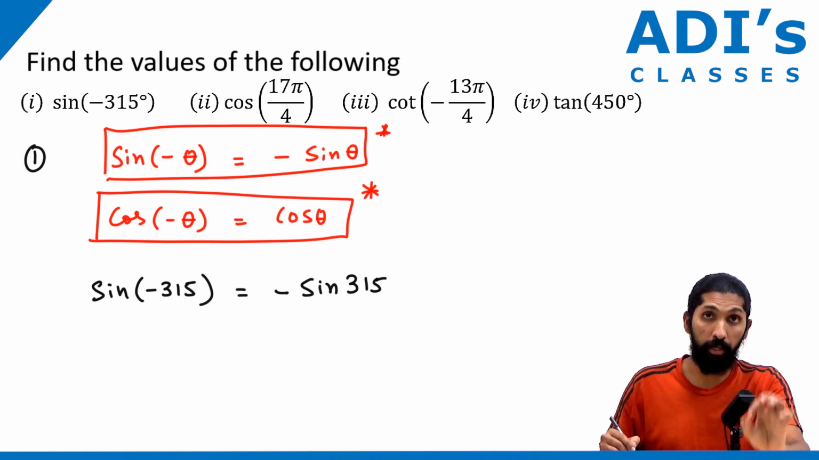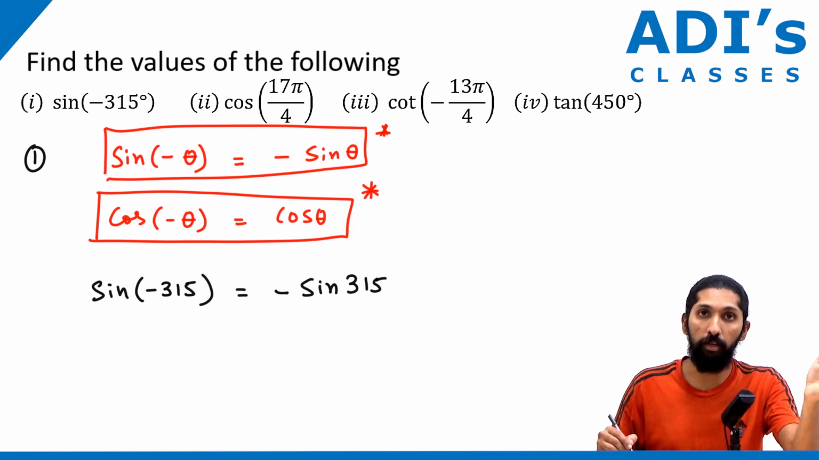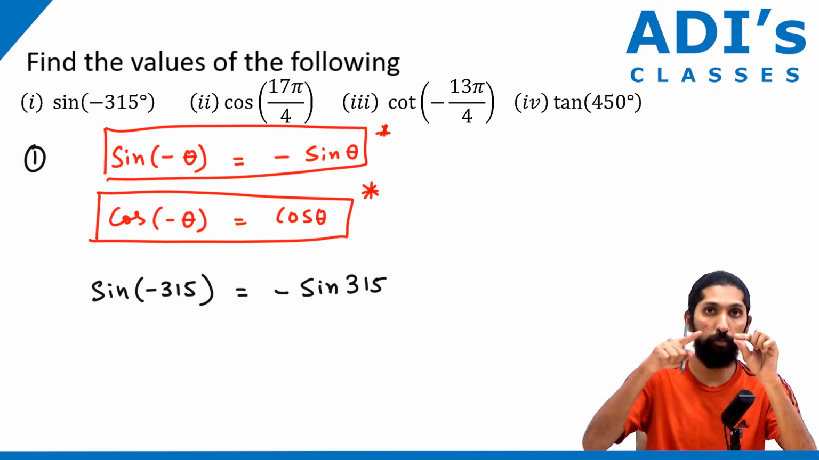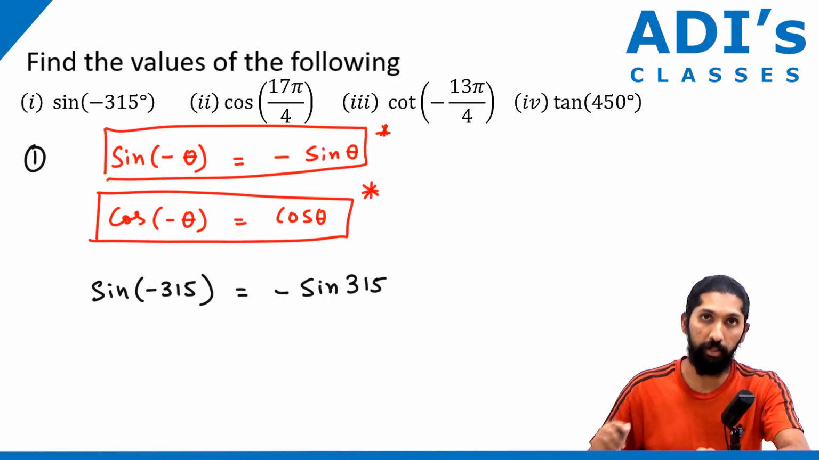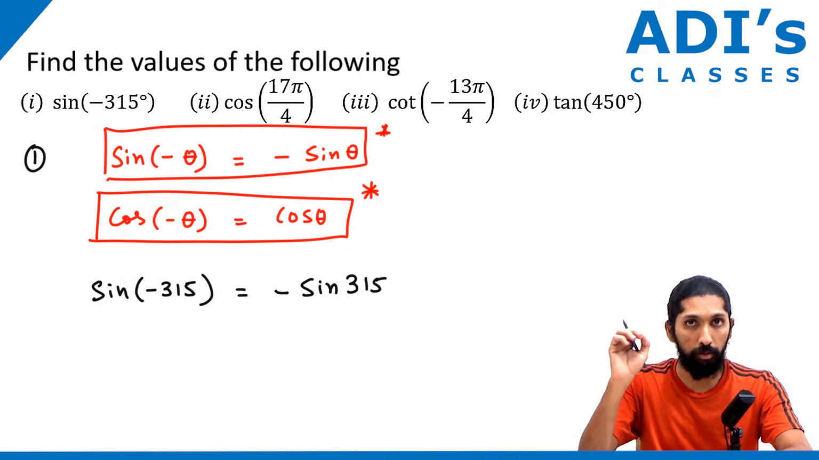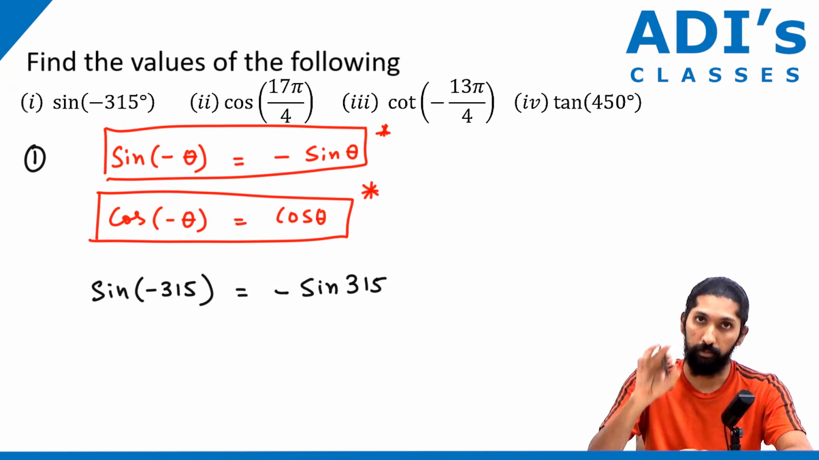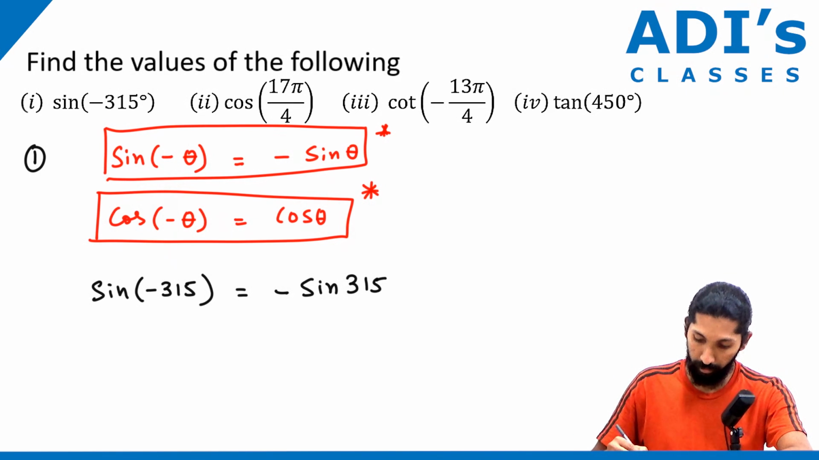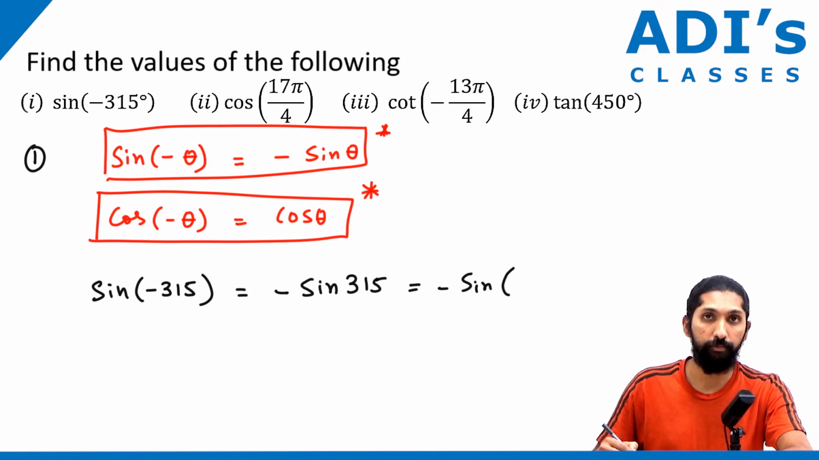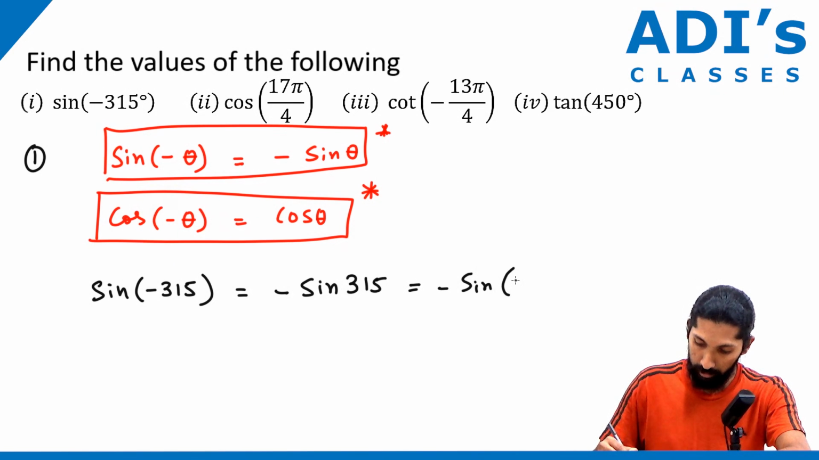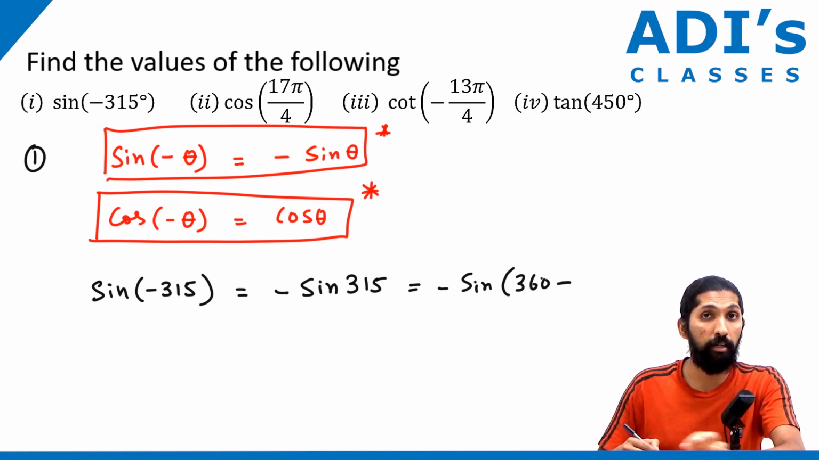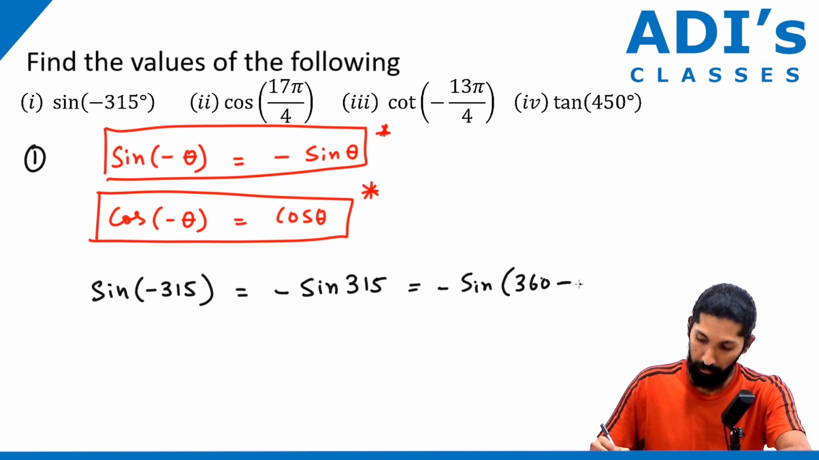315 lies in which quadrant? It is going to lie in the fourth quadrant, correct? Because 270 to 360 is the fourth quadrant. Sine in the fourth quadrant, is it positive or negative? It's negative, correct? So we are going to have minus sine of 360 minus, how much is 315? 45, correct? So 360 minus 45.